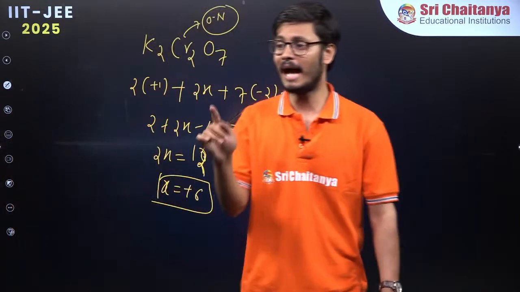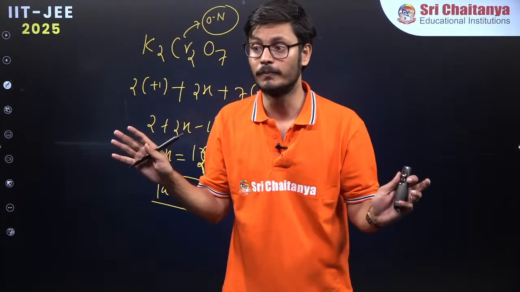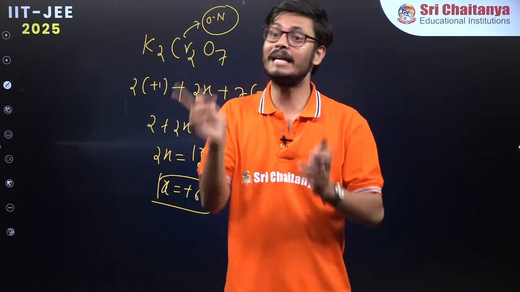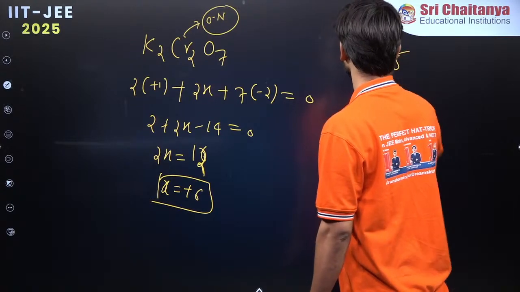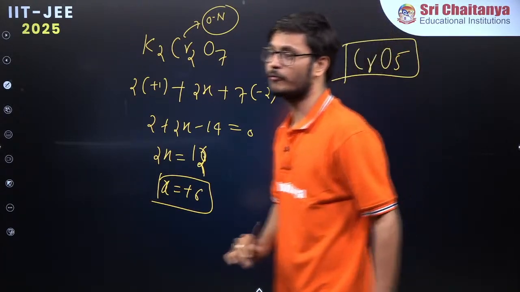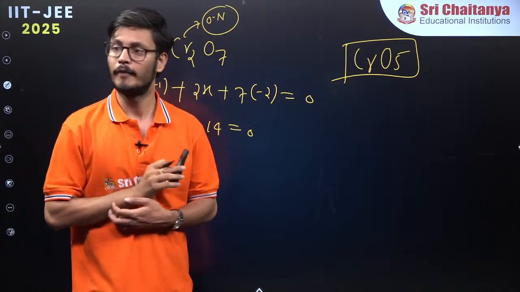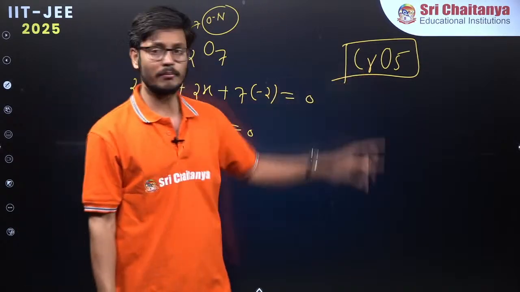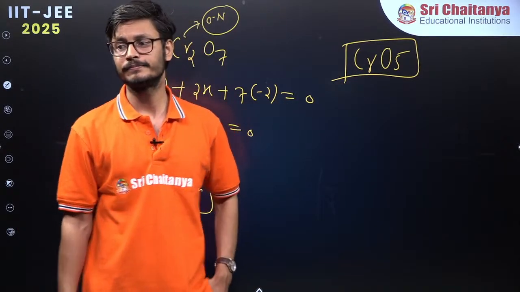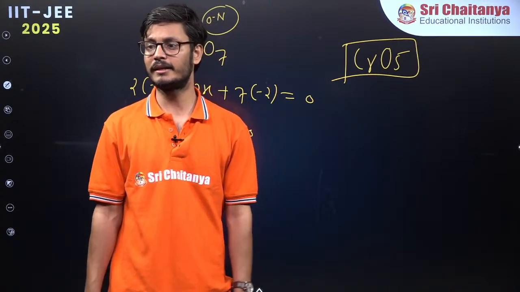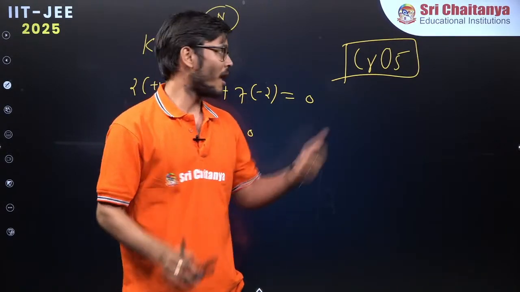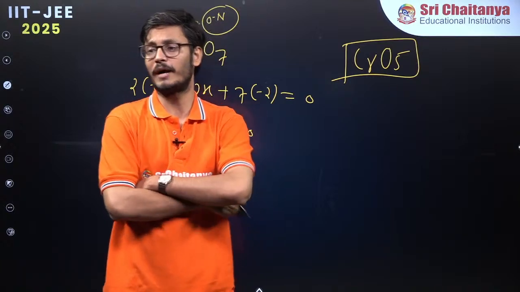Now I will ask one last question and I'll confuse you, and then we'll discuss tomorrow. What is the oxidation number of chromium in CrO5? Give me this value, we'll close the class. We'll continue tomorrow, we will have very interesting concepts.